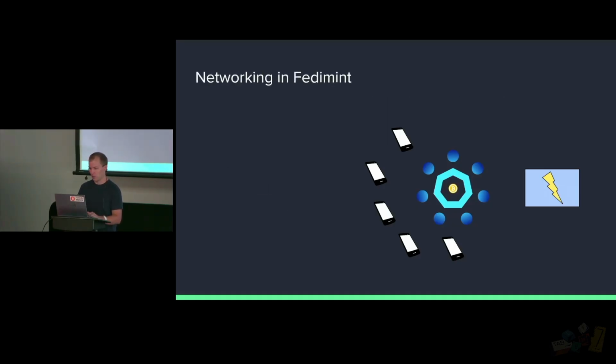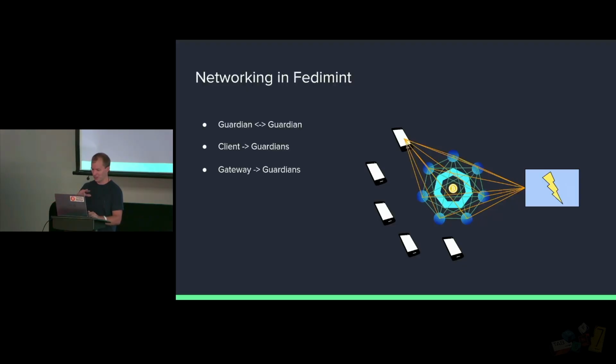So networking-wise, what actually happens in Fedimint? Well, we have all the guardians. The guardians need to talk to each other. So every guardian talks to every other guardian. The clients also need to talk to the guardians. That's how they do the transactions. And then the gateway also needs to talk to the guardians. That's the reason why it's still in orange, because again, like I said, they're just another client, so they interface very similarly. And then the users also need to talk to the gateways. So there's a lot of different communication happening here. And of course, it's all powered by underlying networking.